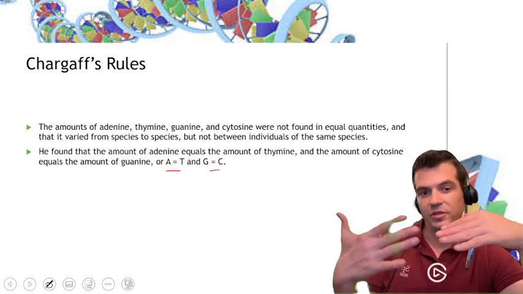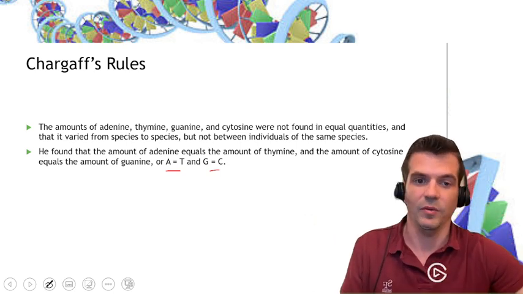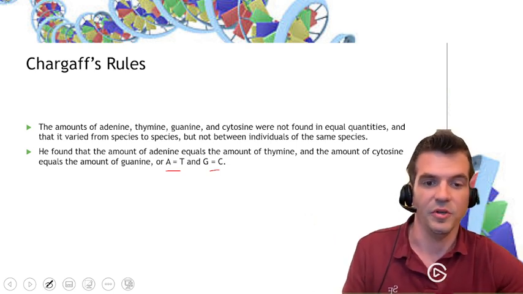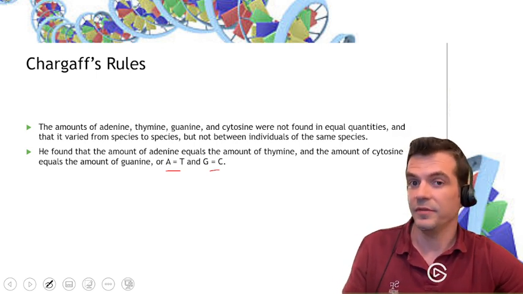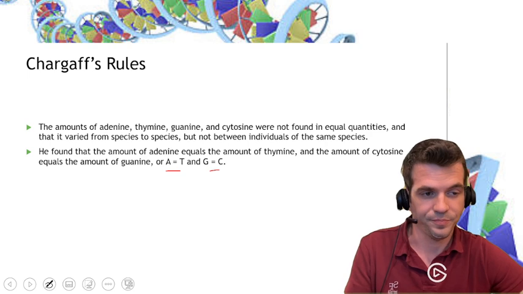Okay? It's just the math. It's always going to work out that way. So if you know the amount of adenine, you pretty much know the amount of all of the base pairs.